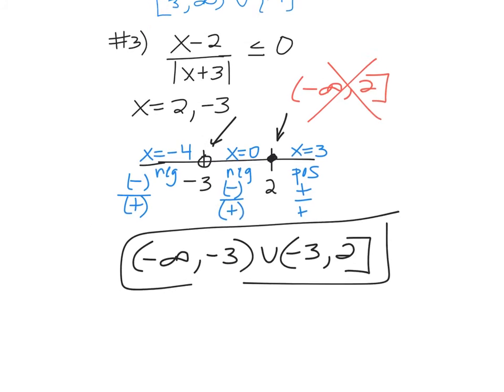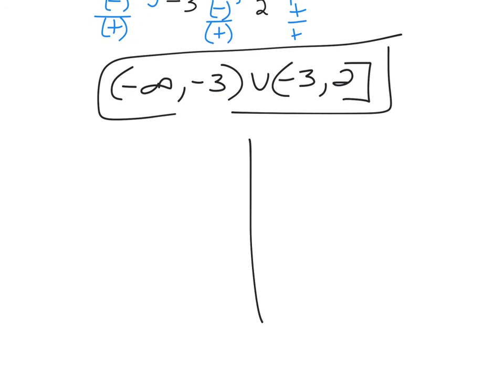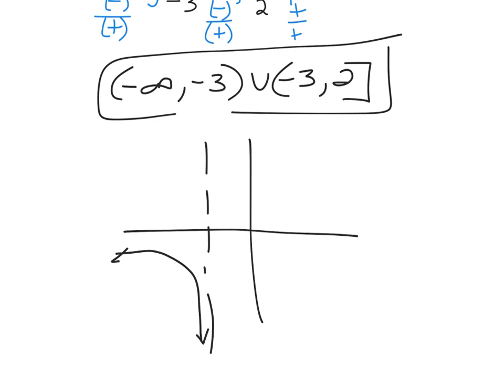Now, I graphed this thing earlier in first period, so let me show you what this looks like graphically. The question is, where is this thing less than or equal to 0? So the graph looks like this. It goes like this, because at negative 3, what is that? Asymptote. And then it goes like this. So right at 2, that's where it's above. Everything else is below. Do you see that visually? It's really good.